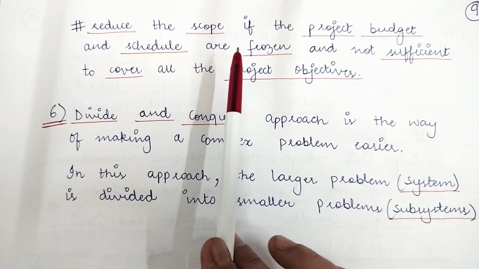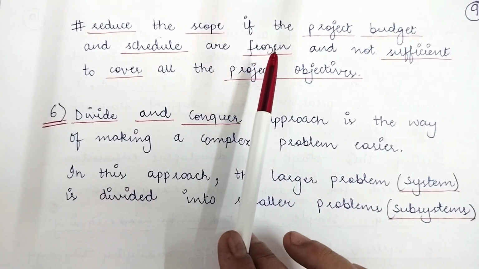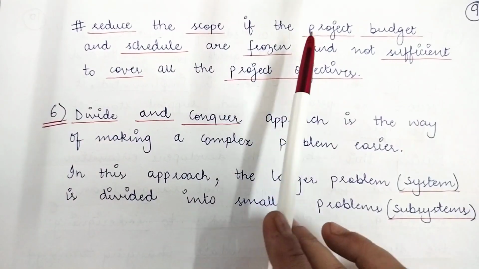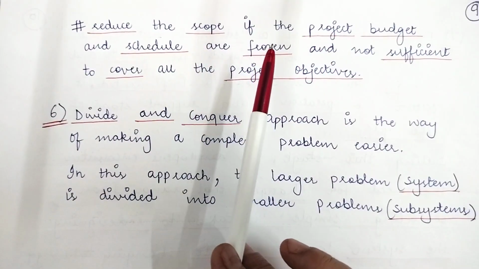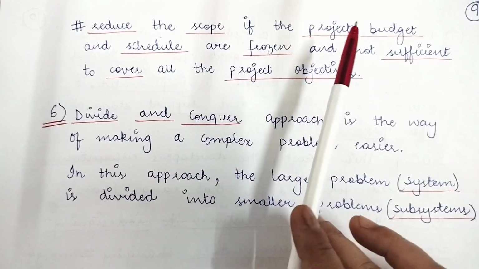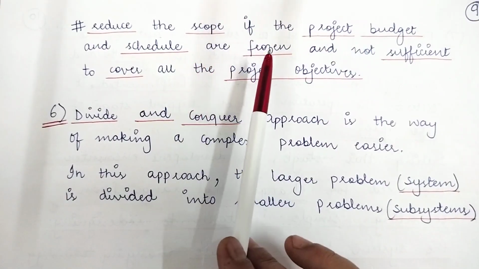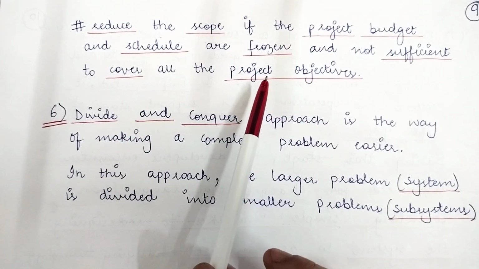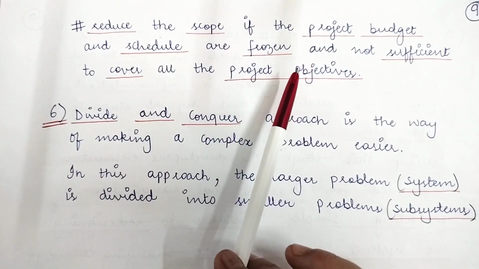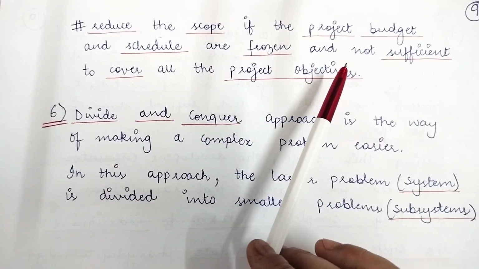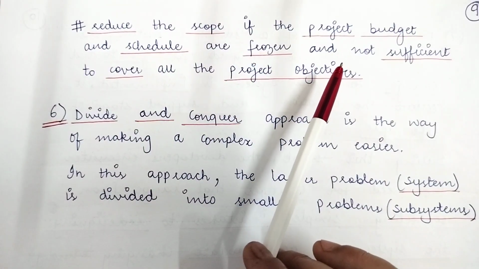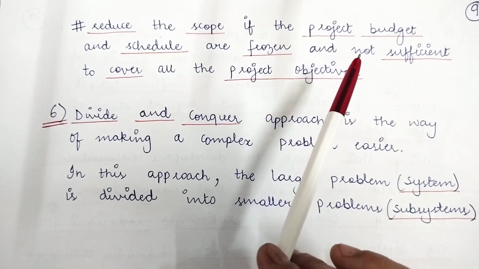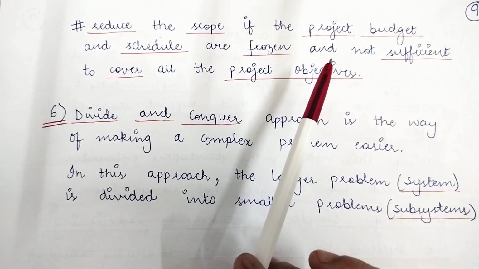If the budget and schedule are frozen, that means they cannot be increased and not sufficient to cover all the project objectives. See, if the budget and schedule are frozen, you have constraint on the budget and time schedule of the project, then obviously it is possible that it may not be possible to achieve or cover all the objectives of the project. If you are not able to achieve all the objectives of the project, that means the scope of the project cannot go beyond a certain limit. You have to reduce the scope of that project in that case.